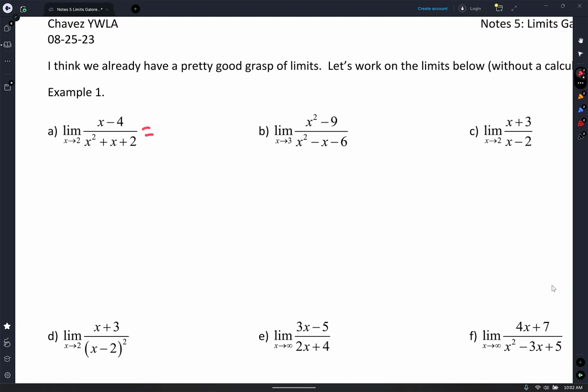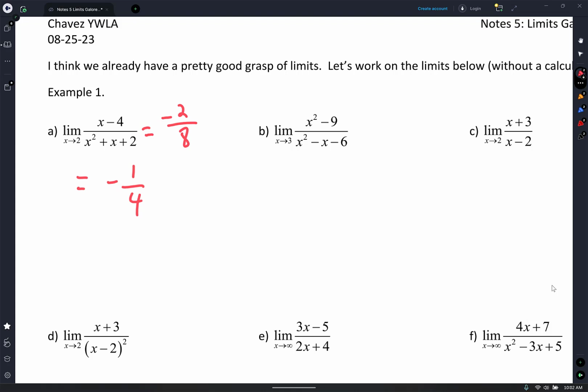2 minus 4, negative 2. 2 squared, 4 plus another 2, so 6 plus another 2. Don't leave it as negative 2 over 8. Reduce that. Reduce it to what? Negative 1/4. How do we feel? Okay. Next one. Can we do direct substitution on that one?